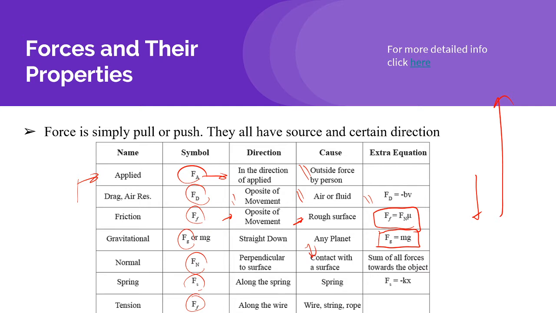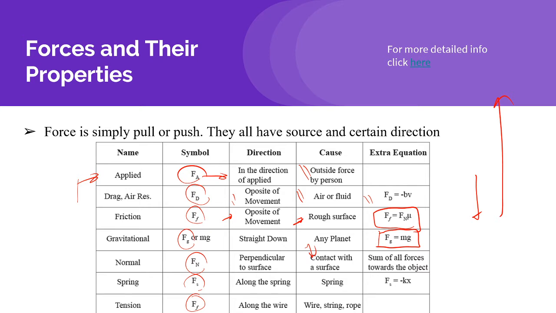And spring force is going to be along the spring, and you are going to need a spring to have a spring force because you need something elastic. A way for us to find the force created by the spring is kx. x is the distance that you stretch or compress, and k is the spring constant or force constant.